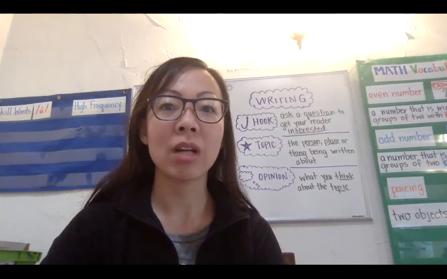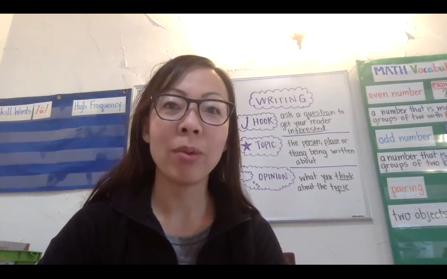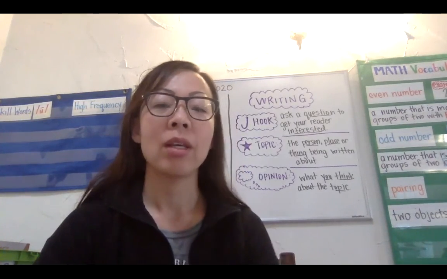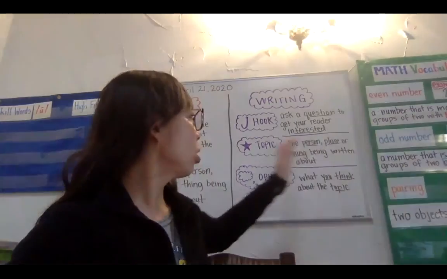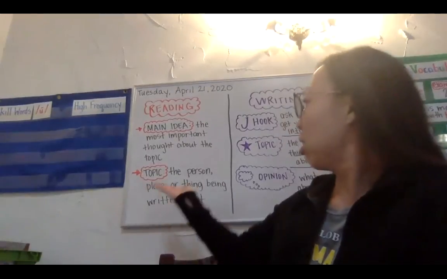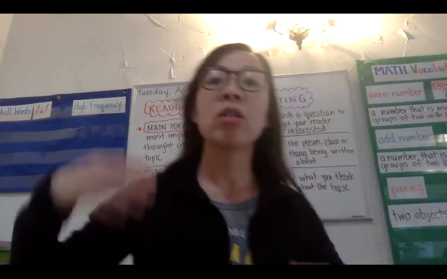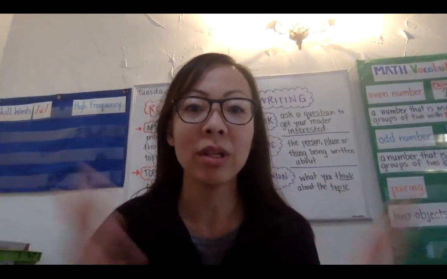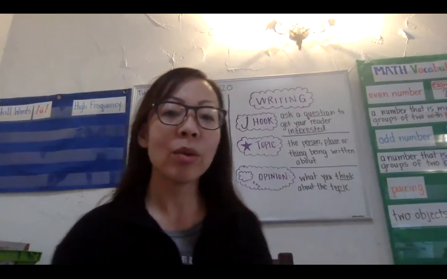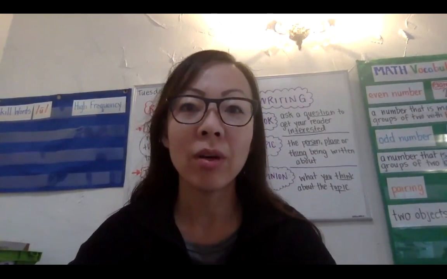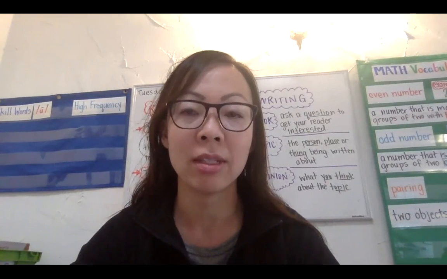Now, your job is to think, what can get people thinking about the animal that you say is the best pet? The topic is actually the person, place, or thing being written about. So in reading or writing, we have topics because readers are writers and writers are readers. And then we're going to say our opinion, what we think about the topic. So remember, we are writing about what we think is the best animal to be a pet.